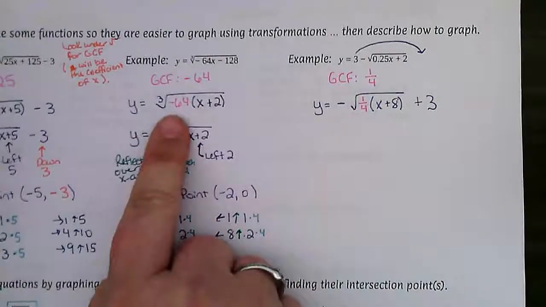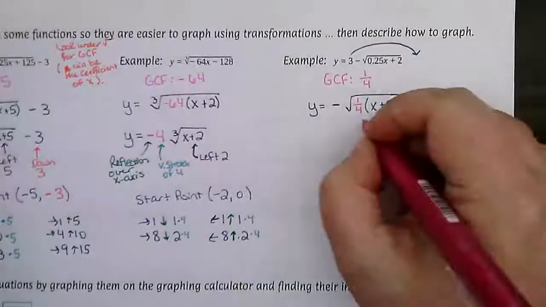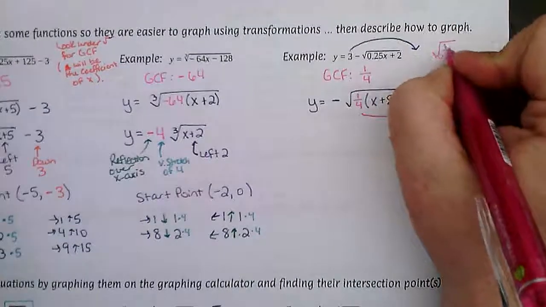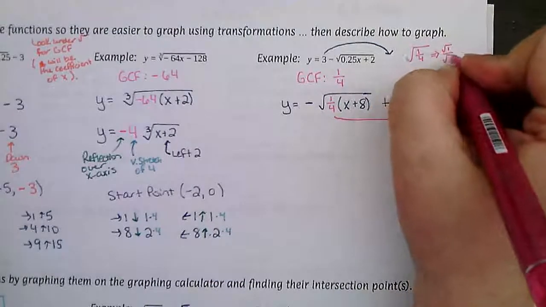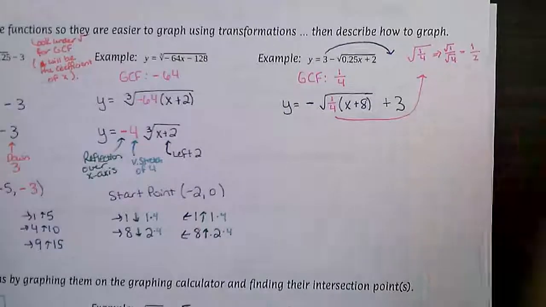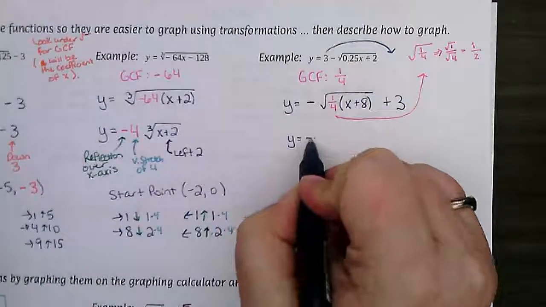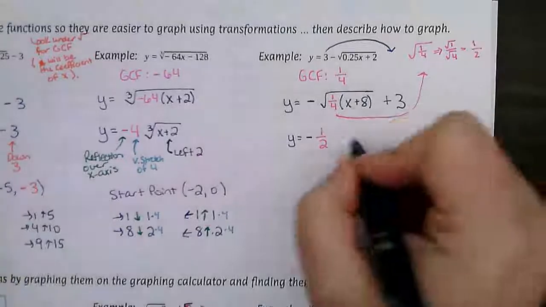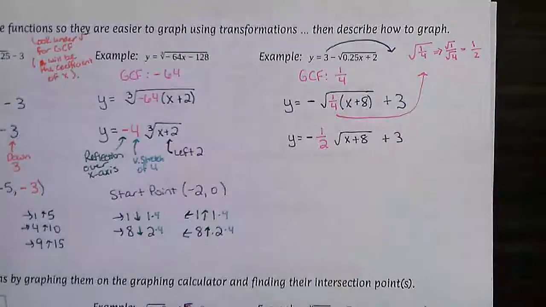Okay, so now over here, I did the cube root of 64, so here I'm going to have to do the square root of 1/4. Well, let's do that over here. What is the square root of 1/4? Well, I can rewrite this as square root of 1 over square root of 4. What's the square root of 1? 1. What's the square root of 4? 2. So when I take the square root of 1/4, bring down your negative, the square root of 1/4 is 1/2. Then still inside your radical, square root of x plus 8, and then plus 3.